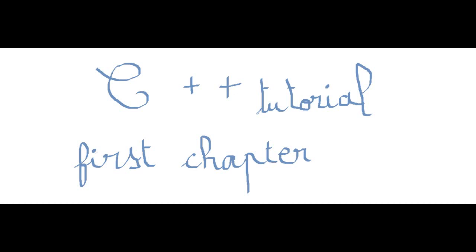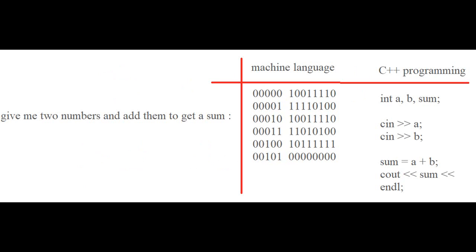Why do we need a language to talk to the machine? Because the machine only understands lists of zeros and ones, and we, humans, are not capable of describing instructions with only zeros and ones. So, what we do is we use a high-level language to communicate with the machine. Indeed, if you look at the machine language on the left and look at the C++ programming language on the right, you can tell which one can be mastered and which one cannot.